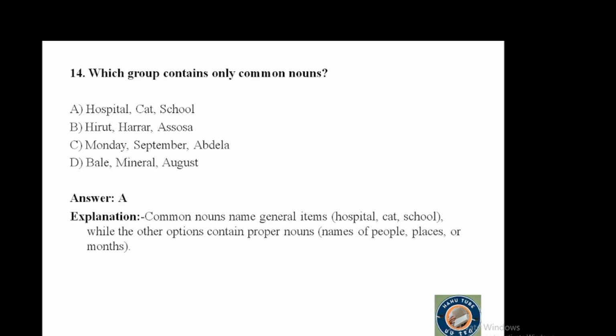Question number 14. Which group contains only common nouns? A. Hospital, cat and school. B. Hirut, Harar, Asosa. C. Monday, September, Abdullah. D. Bali, Mineral, August. The answer is hospital, cat and school, because common nouns name general items like hospital, cat and school, while the other options contain proper nouns, in this case names of people, place or months.